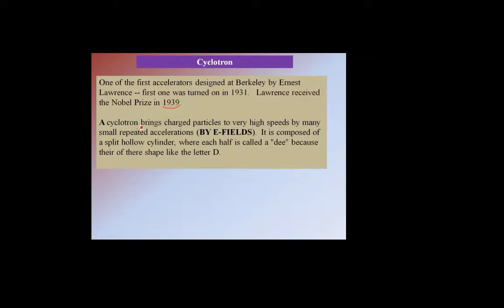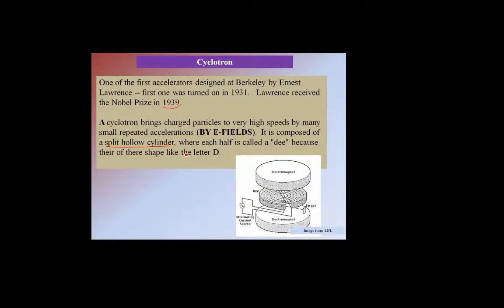What is a cyclotron? Well, it brings charged particles to a very high velocity by using many small repeated accelerations. And that's done by E fields. Remember that magnetic fields alone cannot do work. So it's composed of a split hollow cylinder where each half is called a D because it's in the shape of a letter D. So here's a diagram of such a system.